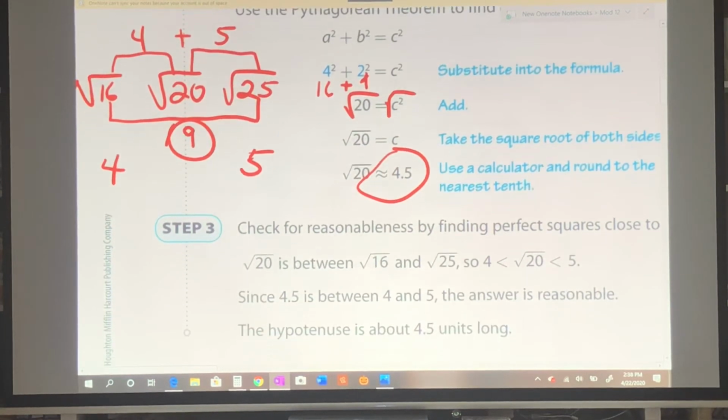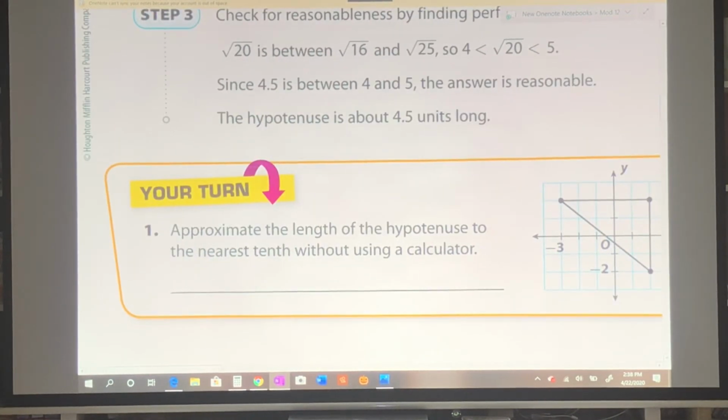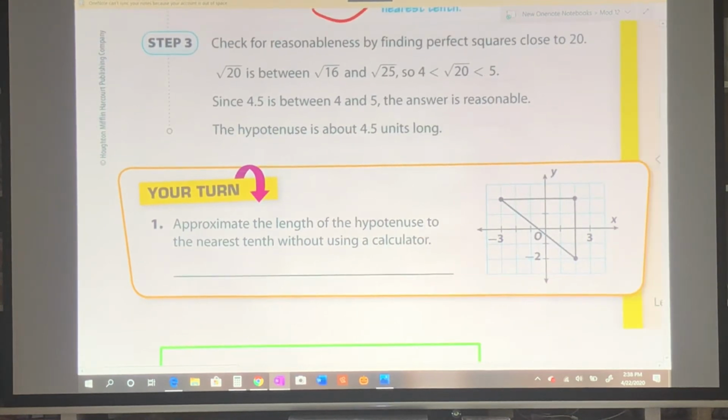Okay, then they're showing you all this, and then they say, your turn. Okay, watch this. We don't have any numbers here, but we can go 1, 2, 3, 4, 5. That side's 5. And over here, these are the numbers on the graph, not any numbers with the problem. So from here, it's 1, 2, 3, 4. That side's 4. So I've got C squared equals 5 squared plus 4 squared, or 4 squared plus 5 squared, doesn't matter.